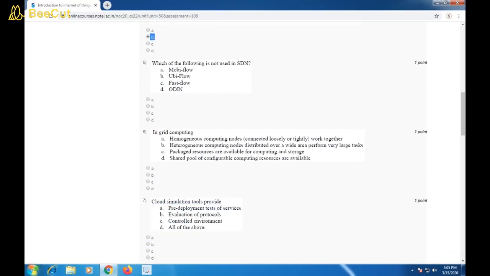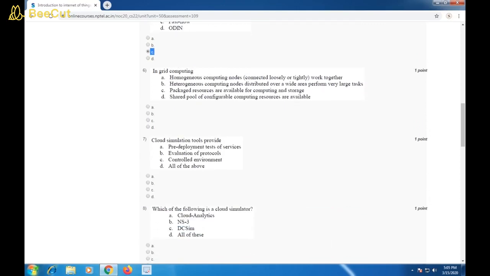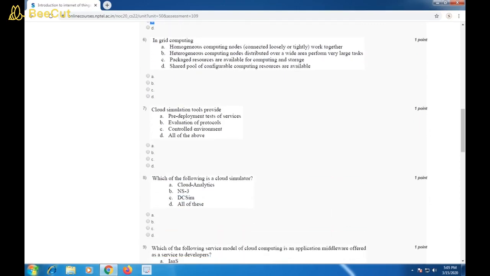Which of the following is not used in SDN? The answer is FastFlow. FastFlow is not used in SDN. And the sixth question, in grid computing, the answer is D. In grid computing, a shared pool of configurable computing resources is available. So the answer for the sixth one is option D.